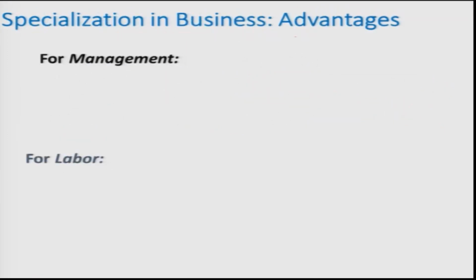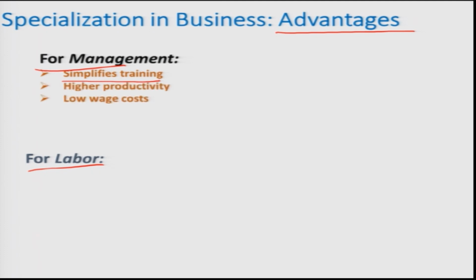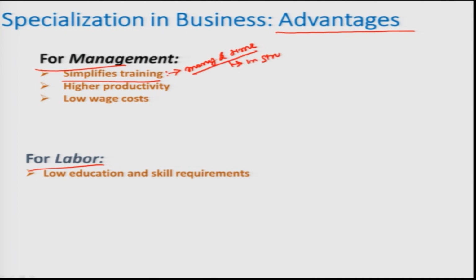Now, specialization is a business advantage. What are the advantages of job design for management and for labor? For management: simplified training, higher productivity, and low wage cost. Simplified training means it saves money and time, because if you are executing your plan in a structured manner, a lot of time can be saved.